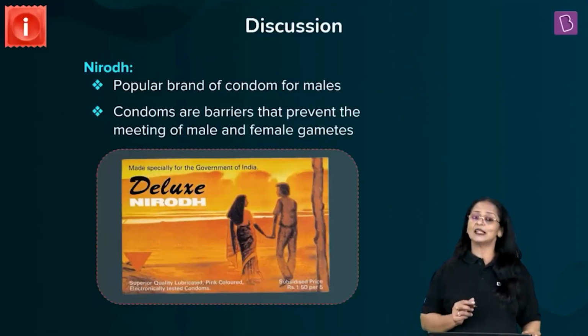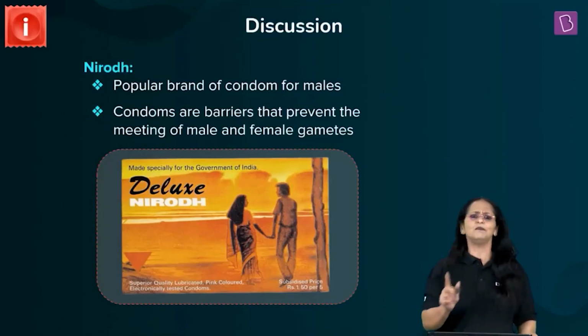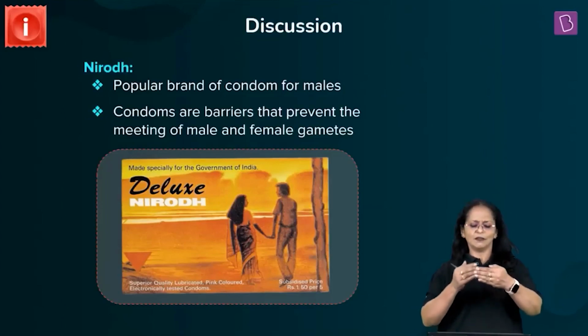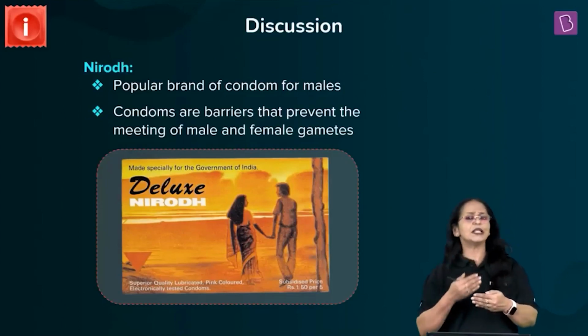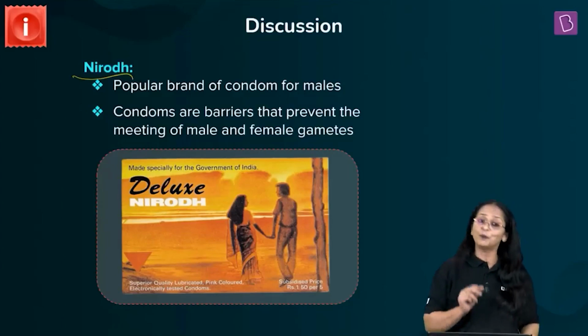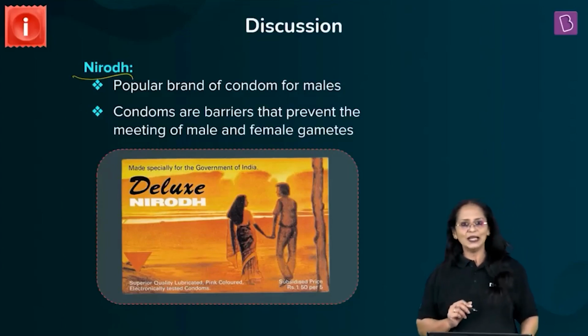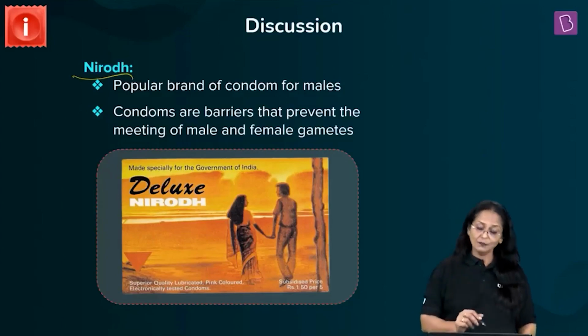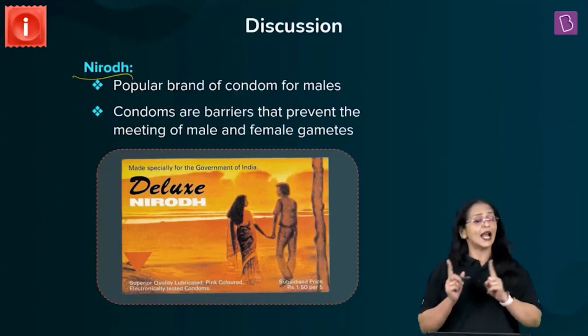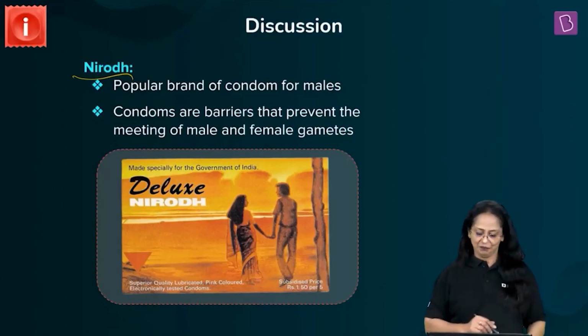Condoms is nothing but the barrier method of contraception, where there is a physical barrier present preventing the sperm from meeting the ovum. And one such condom is Nirod, a popular brand of condoms in India used by males. Now, condoms are present for males and females, but Nirod is one that is used by males.